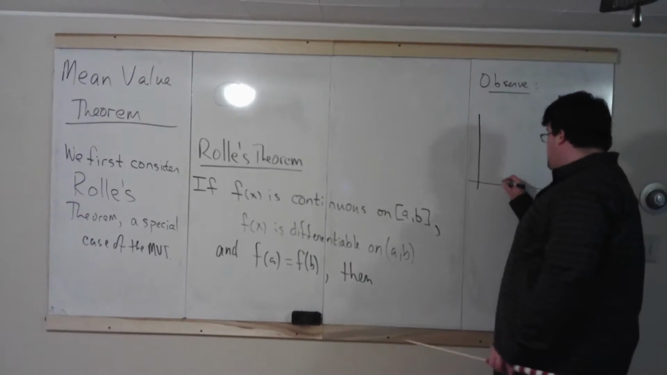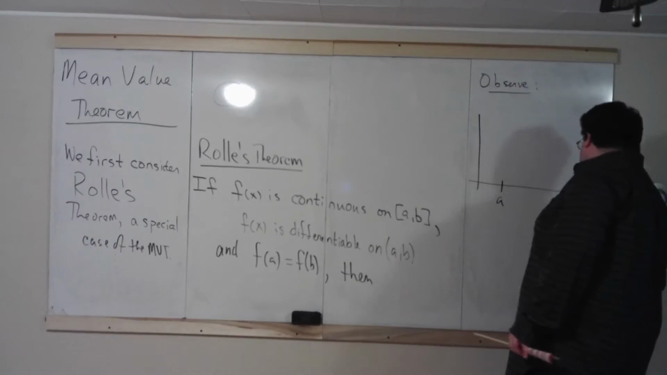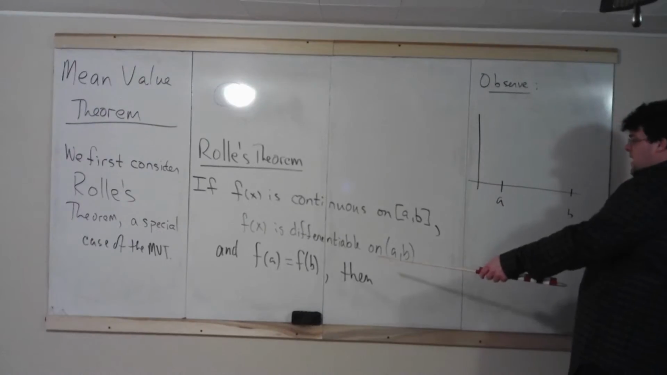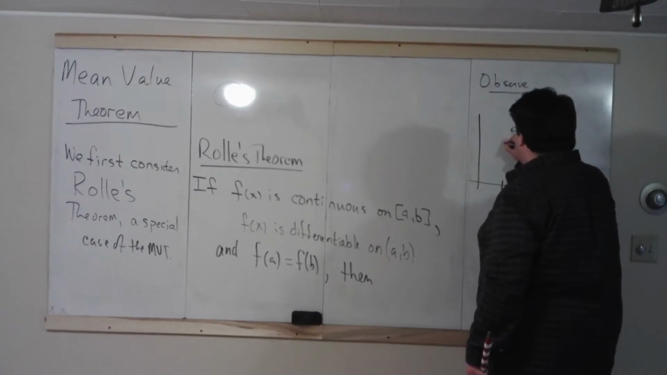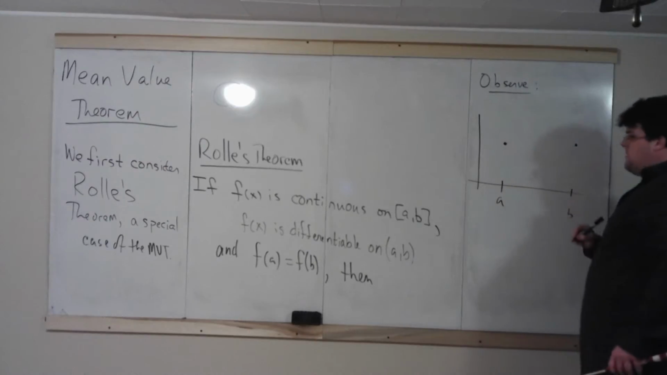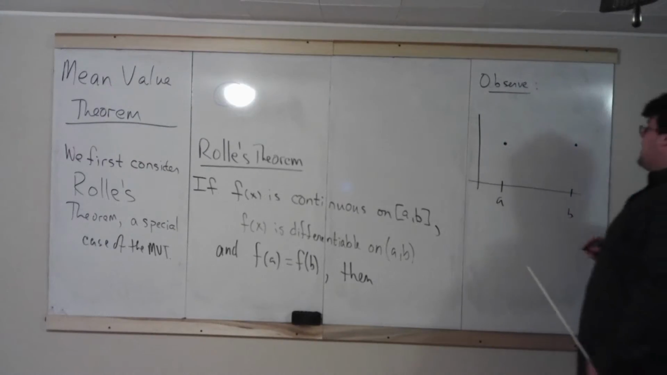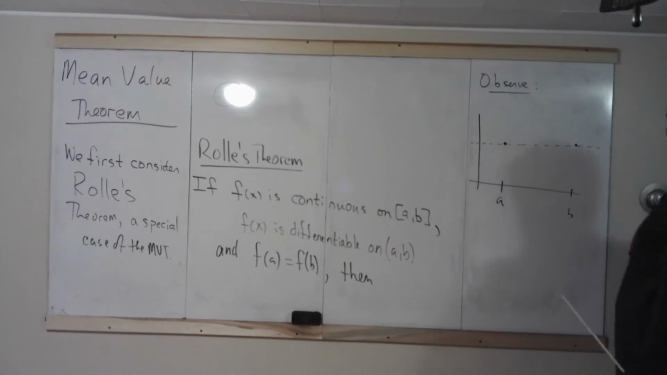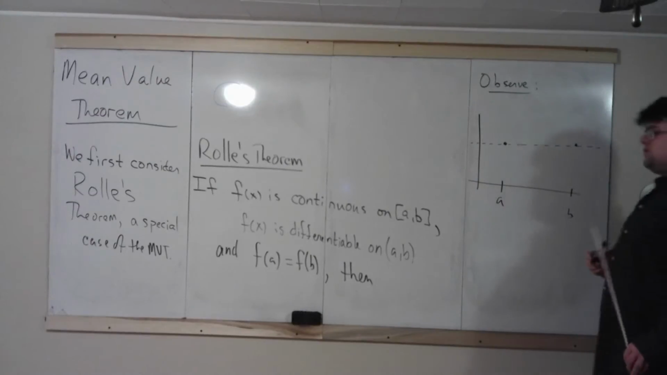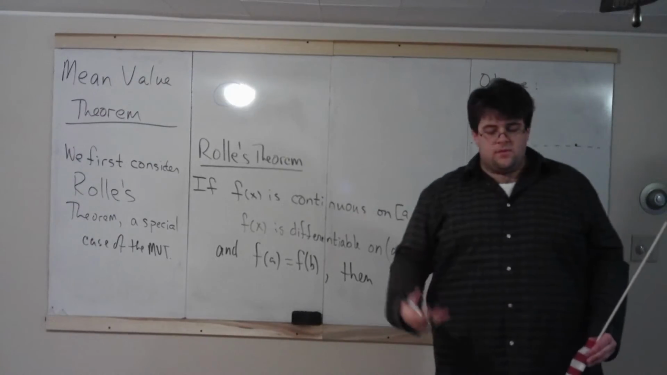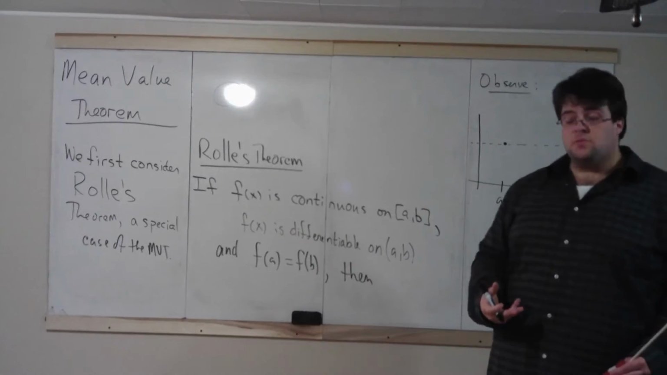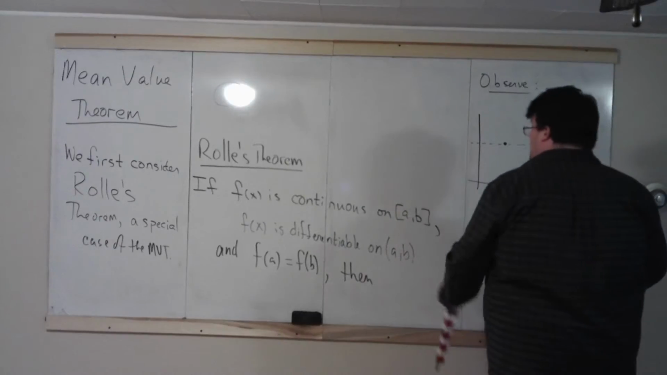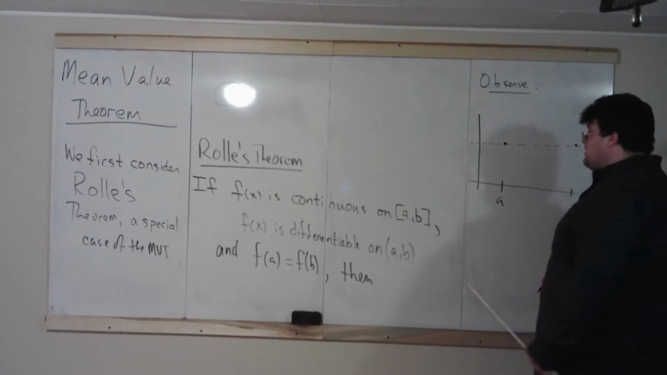We need an interval a to b. Let's throw it in the positive side. You know, that's more convenient. Continuous, differentiable, f of a equals f of b. Well, f of a equals f of b means our function hits the same y value. Let's draw a dotted line. Continuous and differentiable. So in the last video we saw that not differentiable meant it had a corner or a cusp or a vertical tangent. Continuous means you can draw it without lifting your pen.